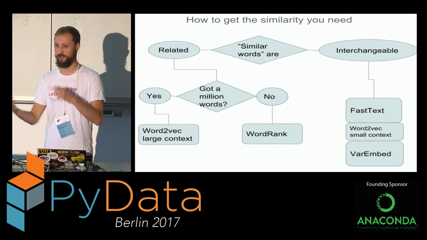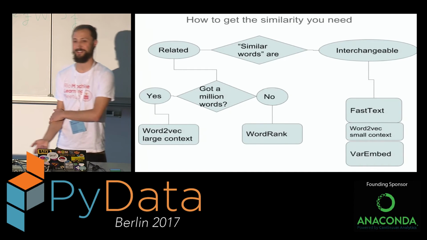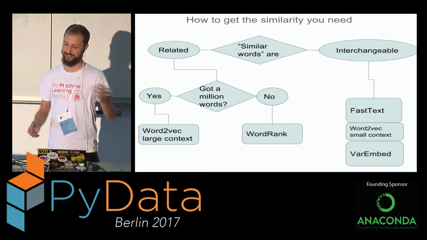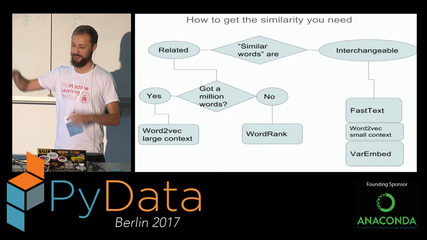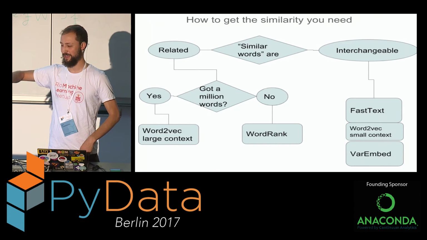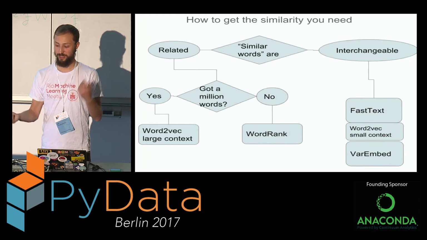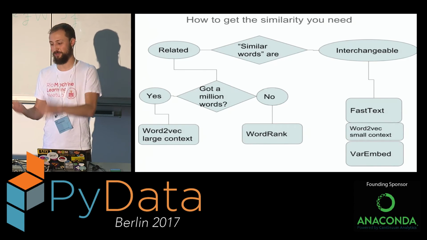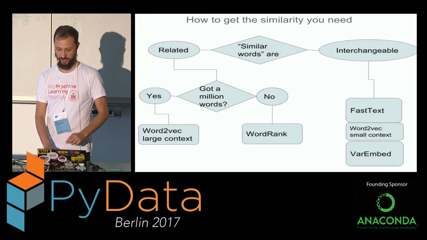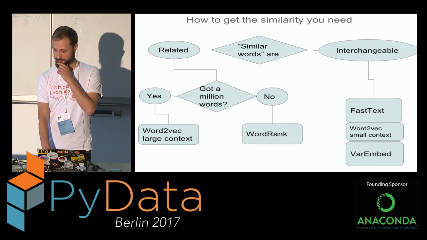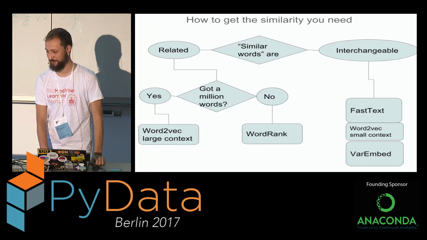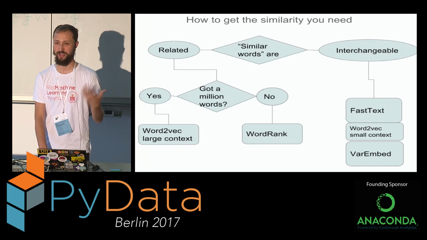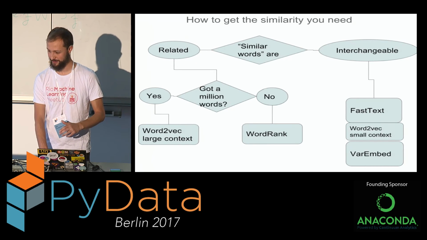And this is the same thing, but as a flow diagram, not a table. So if my similar words are related, go left. If my similar words are interchangeable, then I should go to fasttext, word2vec, and varembed. If you have 1 million words, use word2vec. If you have less than 1 million words, use wordrank. This is the gist of the talk, basically, of this next generation of word embeddings, which are there just beyond Word2Vec, something else you can try, and you should try.